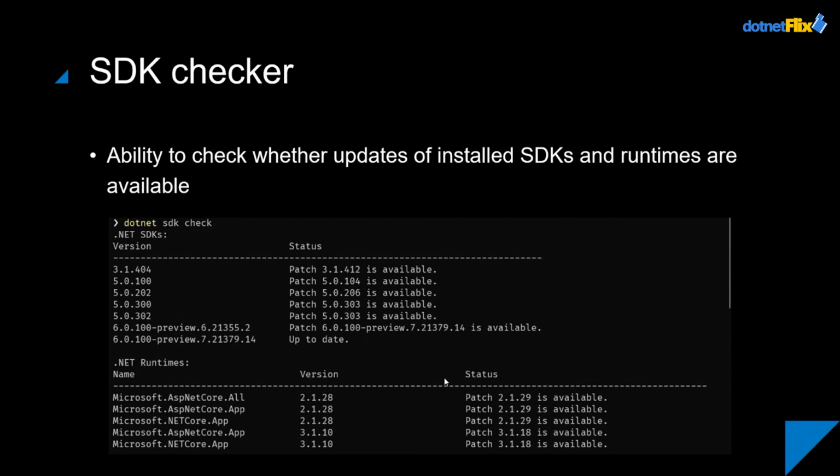So as you can see in the example here, I have, for instance, the SDK 3.1.404, but there's actually a 3.1.412 patch available. And also here you can see that I have still a preview of .NET 6 on my machine. And then the former version, if you don't have the last version installed, it will actually show you that there's an update available. And it does the same for your runtimes, as you can see here. This is 2.1.28 and 2.1.29 is available. At this moment in time, I think it's not possible yet to also say dotnet sdk update or something like that. But at least now you can get a clear overview of the versions that you have on your machine and whether or not there are any new versions available. So that's pretty cool.